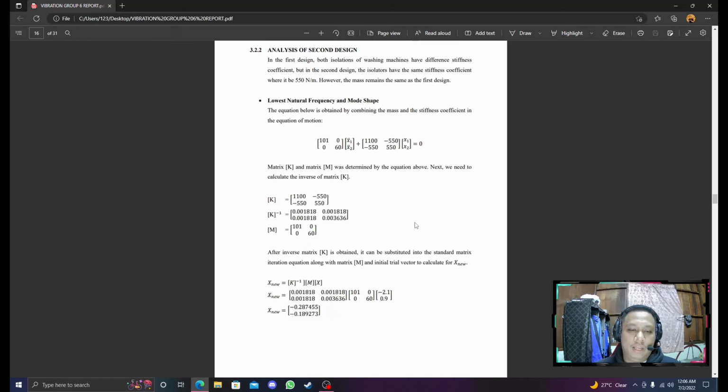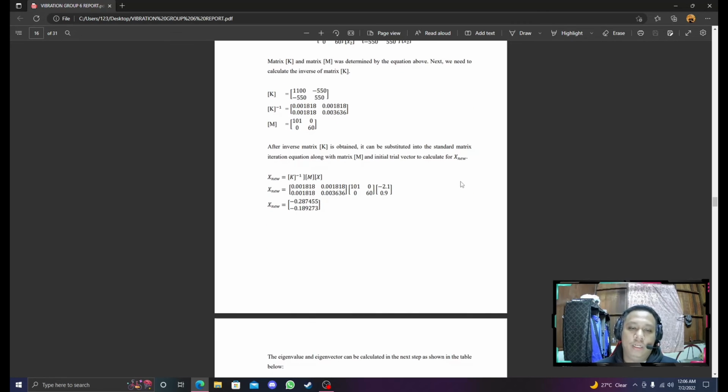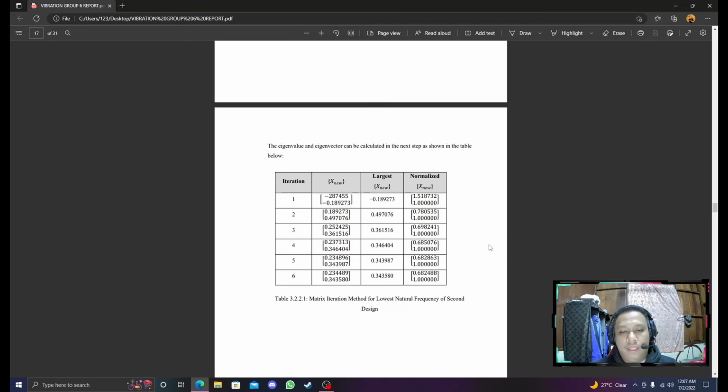Next, we need to calculate the inverse of matrix K. As you can see, K equals this number, and you will get this number. After the inverse matrix K is obtained, it can be substituted into the standard matrix iteration equation along with matrix M and the initial trial vector to calculate x new. As you can see, this is the equation and matrix number for x new. And you will get negative 0.287455 and negative 0.189273. The eigenvalue and eigenvector can be calculated in the next step as shown in the table below.